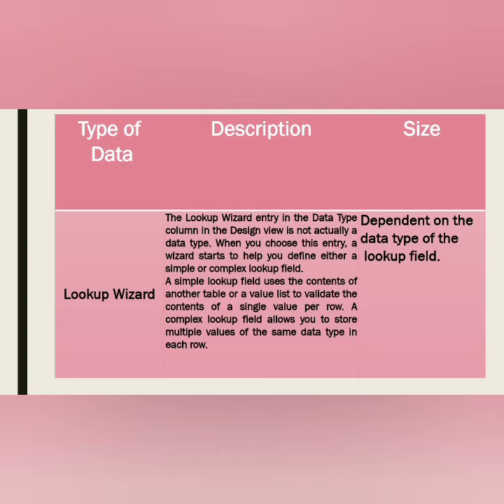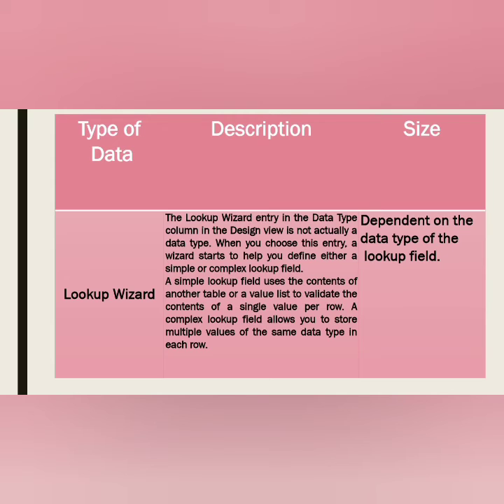Next is Lookup Wizard. The Lookup Wizard entry in the data type column in the design view is not actually a data type. When you choose this entry, a wizard starts to help you define either a simple or complex lookup field. A simple lookup field uses the content of another table or a value list to validate the content of a single value per row. A complex lookup field allows you to store multiple values of the same data type in each row.